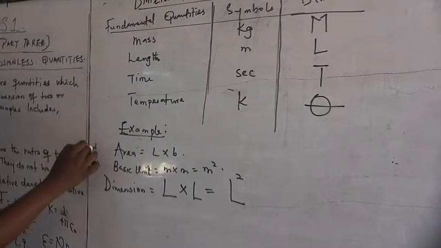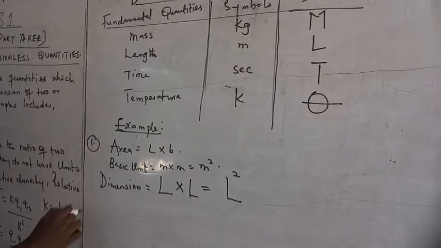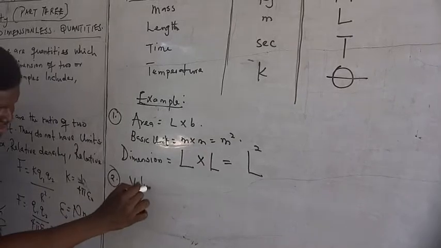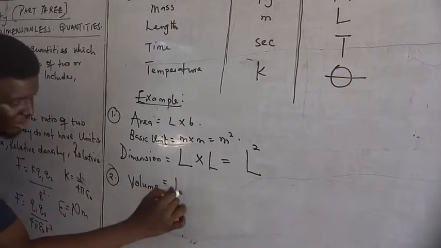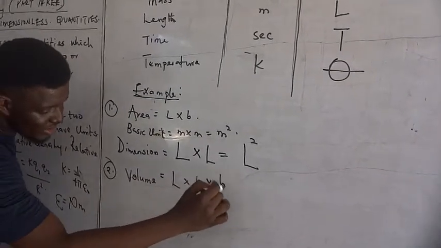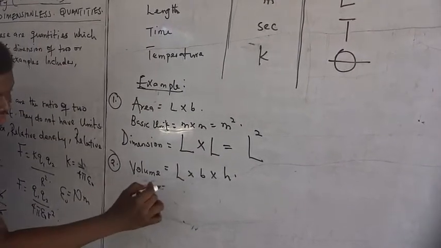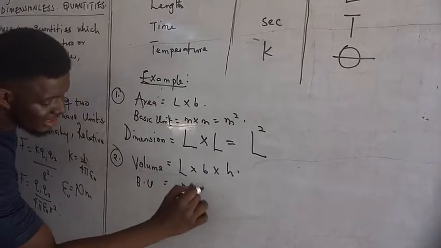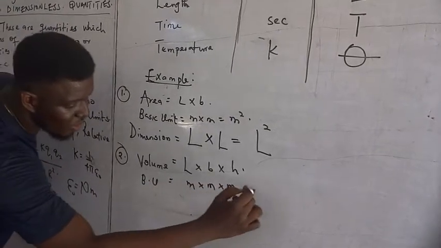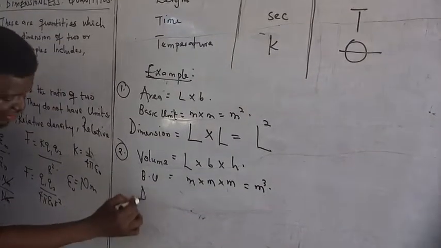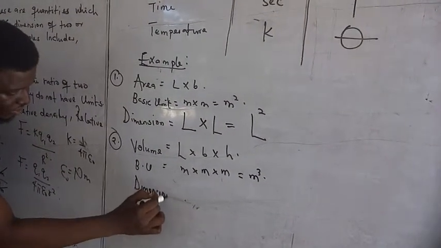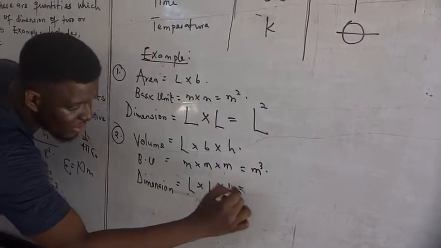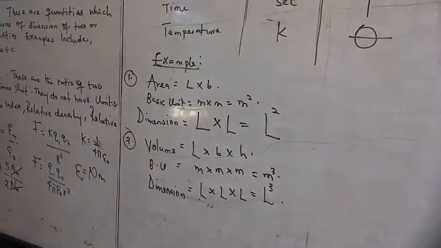Let me look at another one. Let us go to volume. Simply length times breadth times height. The basic unit is meters times meters times meters, which is meters cubed. But in dimension, it will be L times L times L, which is L cubed, as you can see.